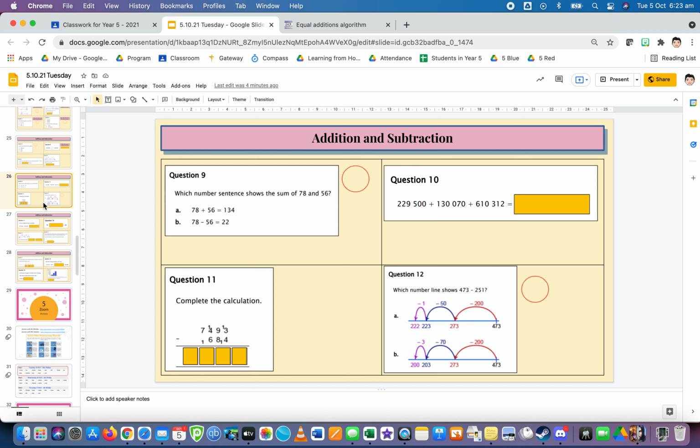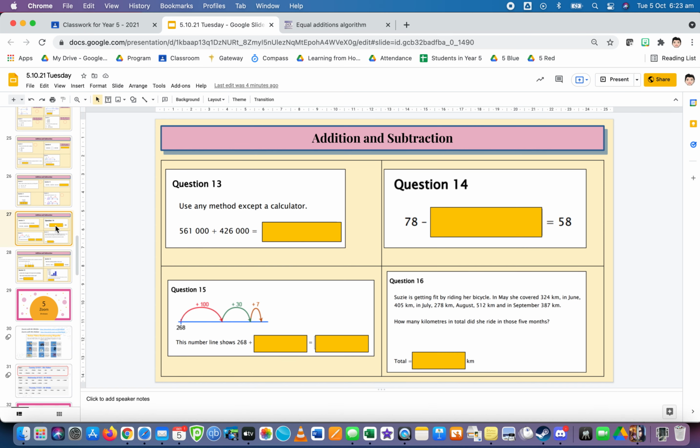Complete the calculation. Space them out. Okay. Oh, I really don't like the ones down the bottom. Okay. Which number line shows that? They're pretty easy. Oh. Use any method except a calculator. Yeah, you cheaters. I like the equation. Alright. Okay, easy.